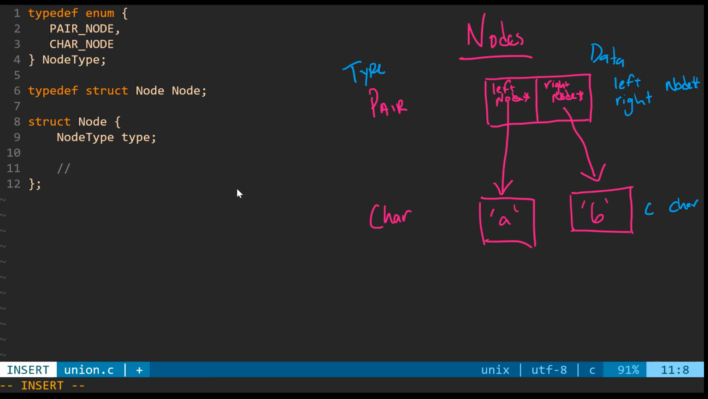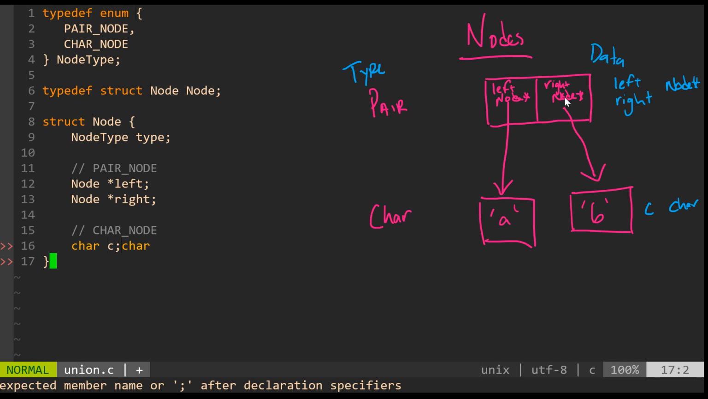And now we need to take care of its data. So what are the two types of data we can store? Well, if it's a pair node, then we're going to have a node pointer for the left and a node pointer for the right entry, right? So left and right are both pointers. Now, if it's a char node, we're going to have character data, a single character, and we can just name that c, okay?